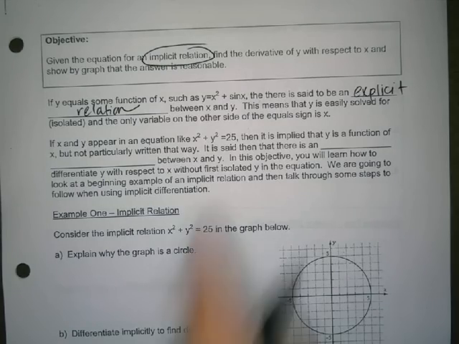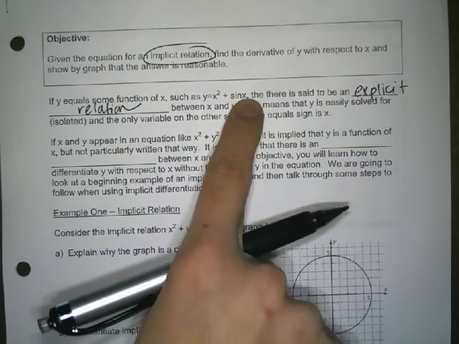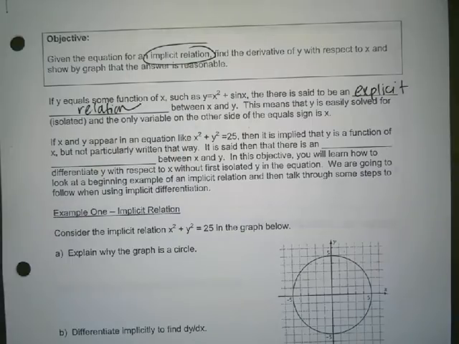Basically, it means that y is easily solved or isolated. So y is already by itself, but if it was on the right side, it'd be easy to get it by itself because there's just one y in the whole problem, and it's not squared or cubed or anything. It's just y by itself.